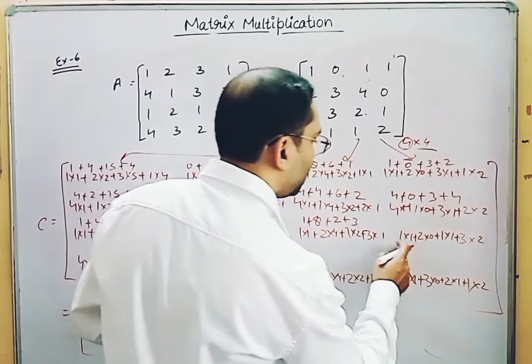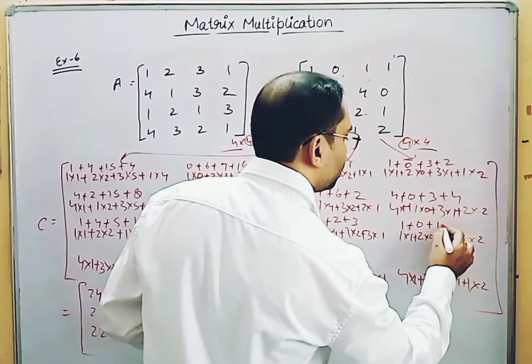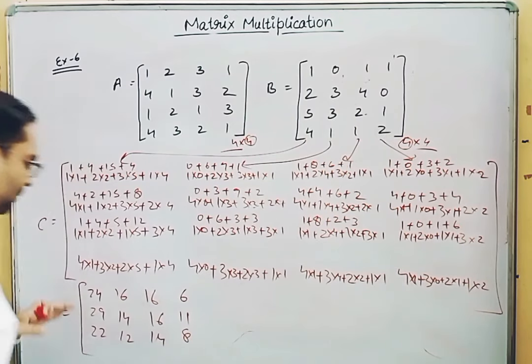Next is 1 into 1 is 1, plus 2 into 0 is 0, plus 1 into 1 is 1, 3 2s are 6. So we have 8 here. We are left with the last row only.